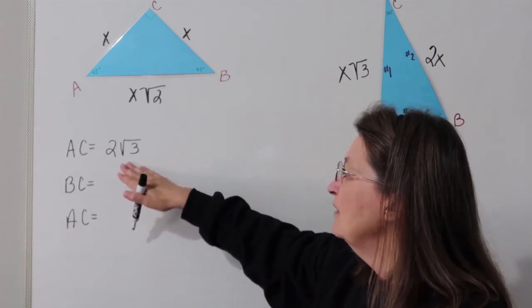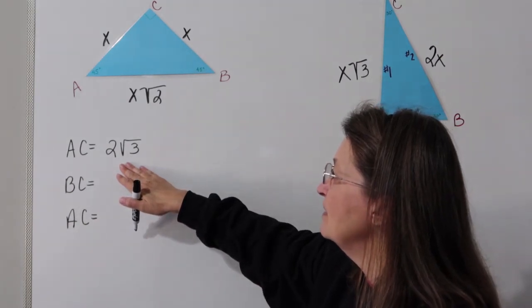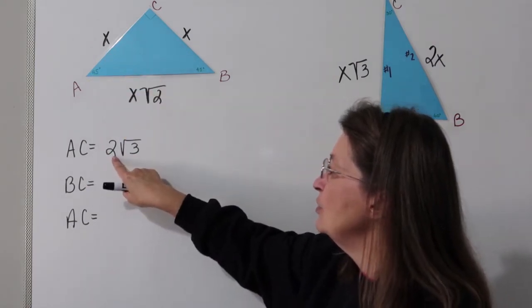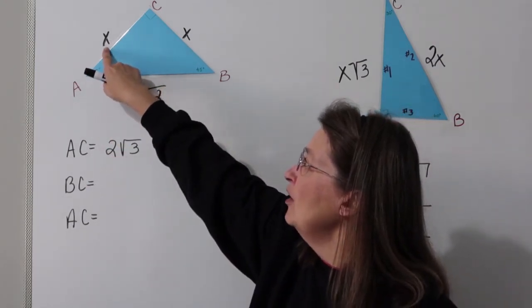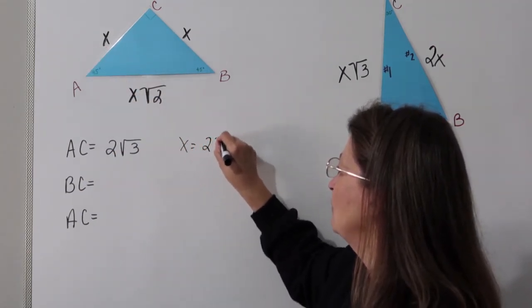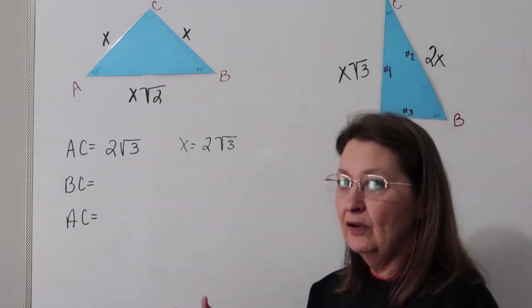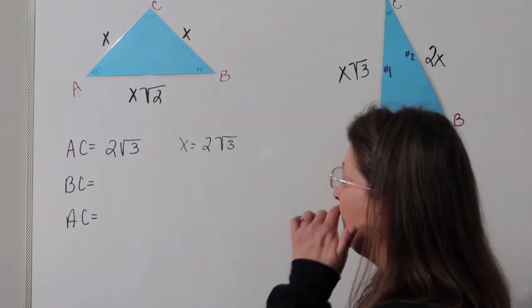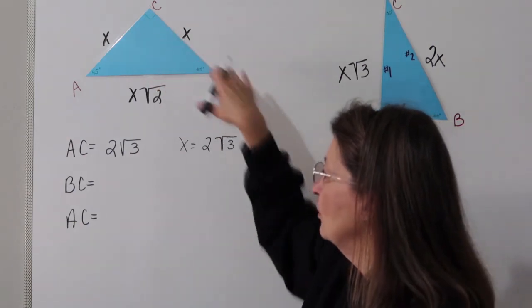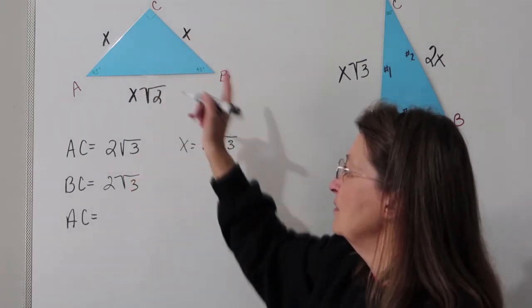So we are given in this problem that AC is equal to 2 square root of 3. Now where's AC? It's right here. Okay? So this side is equal to 2 square root of 3. The variable expression for this side is x. So I can say x is equal to 2 square root of 3. I don't even have to do any solving. If I needed to, I could, but I don't have to. So I can go back and say, okay, BC or CB is also going to be 2 square root of 3 because they're the same.